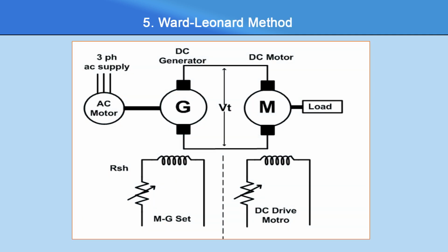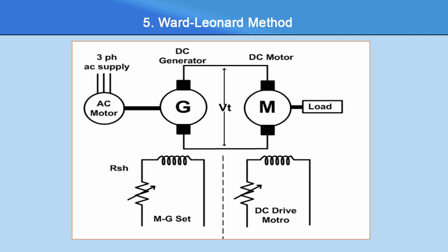Now, coming to the next case, which is the Ward-Leonard method. This is also a method for the speed control of the DC motor. Till now, we have discussed two methodologies: first the flux control method, and second the armature resistance control method. But the third methodology, the terminal voltage control method, we have not discussed yet. In the Ward-Leonard method, we are basically controlling the terminal voltage, and this is the complete arrangement for the Ward-Leonard method.